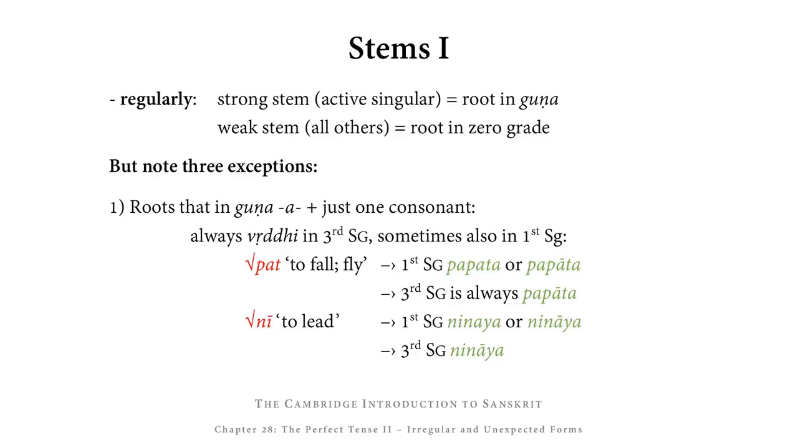Similarly, with ni, to lead, we get the first singular either as ninaya or as ninaya. So nai would be the guna of ni as it appears in front of a vowel, and here it appears in front of the ending a, so it has the form nay. And as an alternative to this guna that contains the vowel a plus just one consonant, we then have the form ninaya. In the third singular, we only ever get the form ninaya with the vrddhi of the root.